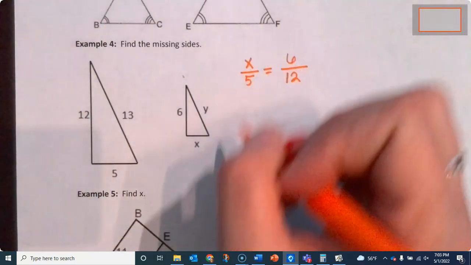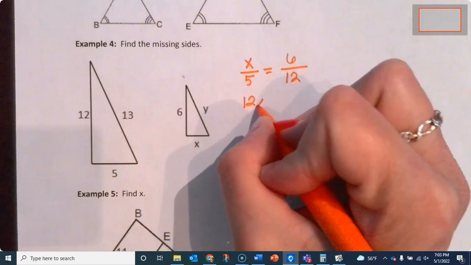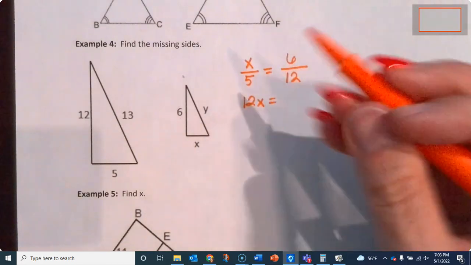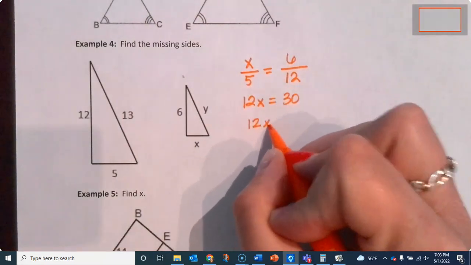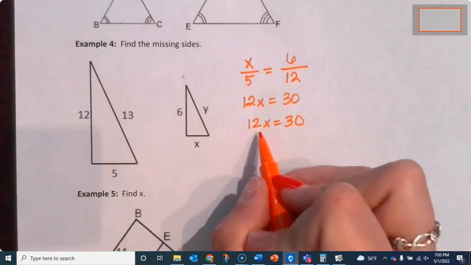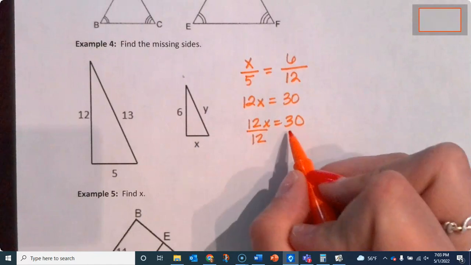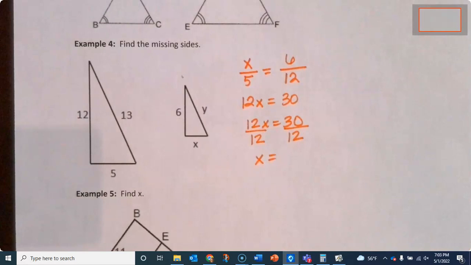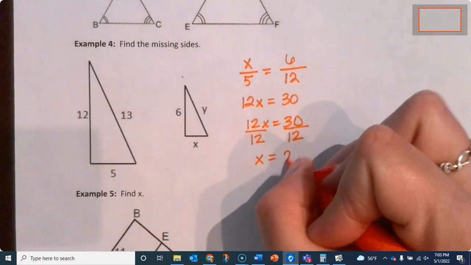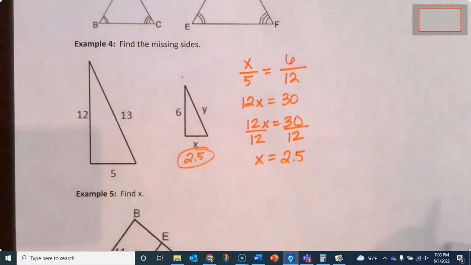And now let's cross multiply. So X times 12 gives me 12X. 5 times 6 equals 30. Now from there, I want to get X by itself. So since I have 12 times X, to get rid of the 12, I need to divide by 12. Whatever I do to one side, I do to the other. So X equals 30 divided by 12, which gives us 2.5. So X has a side length of 2.5.